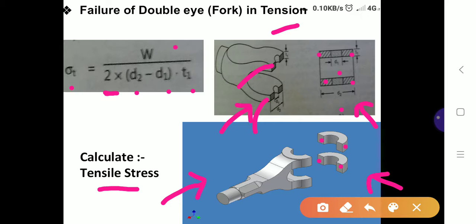If it is within limit, then design is safe. If it is out of the limit, then we need to modify the dimension of the double eye, or we can say fork.